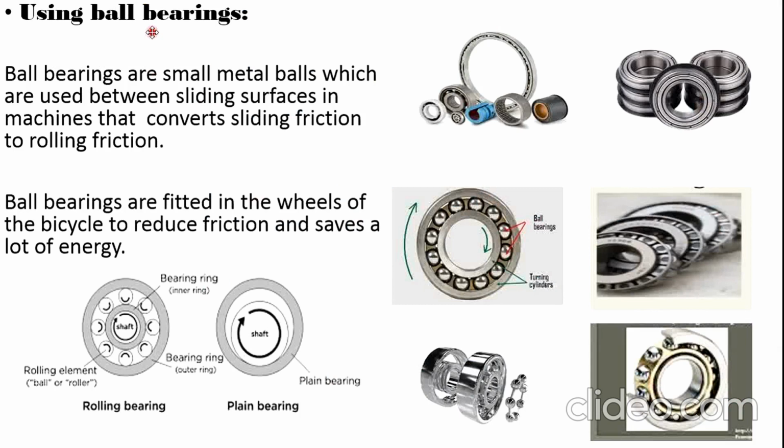Using ball bearings. Ball bearings are small metal balls which are used between sliding surfaces in machines, which will convert sliding friction to rolling friction. They are fitted in the wheels of the bicycle to reduce friction and save a lot of energy.